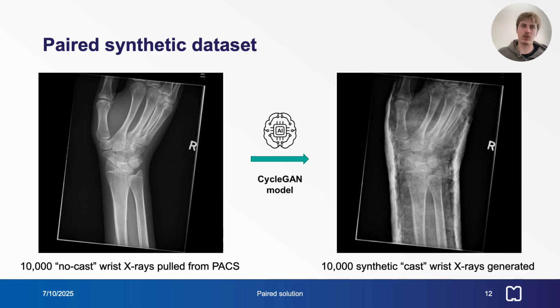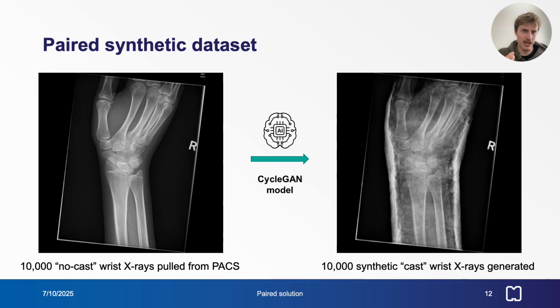In finding that the CycleGAN model is able to generate highly realistic casts onto wrist x-rays, we realized that we could reframe the cast problem into a paired one. Essentially, we selected 10,000 wrist x-rays without casts and applied our CycleGAN model for cast generation, thus creating a synthetic paired dataset of cast and no cast images. So now, when we train a model with this paired dataset, we have a ground truth target image.